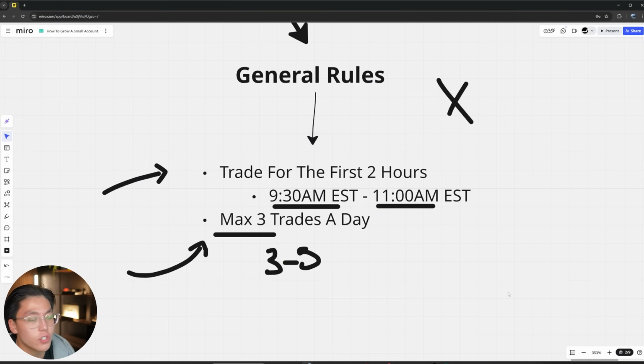So with this being said, I just laid out a general overview of my system, my rules, the setups that I look for, along with my risk management approach. So now let's go on to the charts to see some examples that I took in real time.